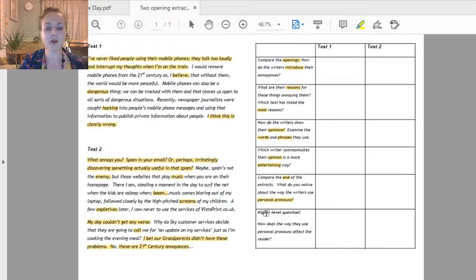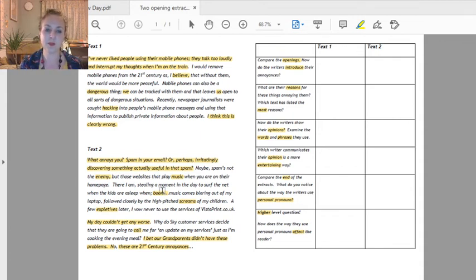So everyone's going to have a go at this high-level question because that's the kind of people you are. How does the way they use personal pronouns affect the reader? I don't know about you, but this one with I does say us here and we, but it's mainly I don't like this, I don't like that, I think this, I think that. It's a bit like, okay, that's what you think, fine, but I don't feel like I'm particularly engaged with you.